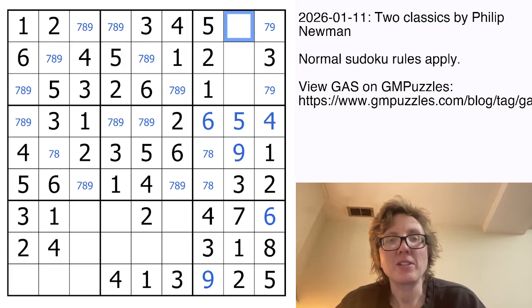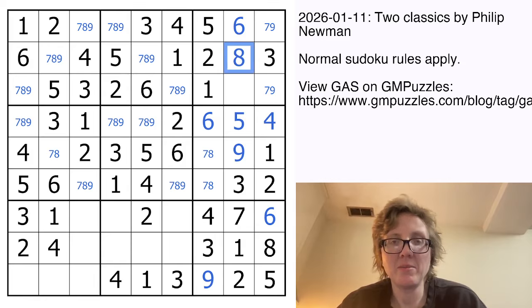Our last missing digit in this row is a 6. Our last missing digit in this row must be either a 7, 8, or 9, but because we have a 7 and 9 in the column, it must be an 8. And our last missing digit in this row is a 4.